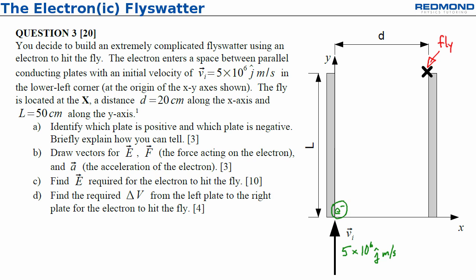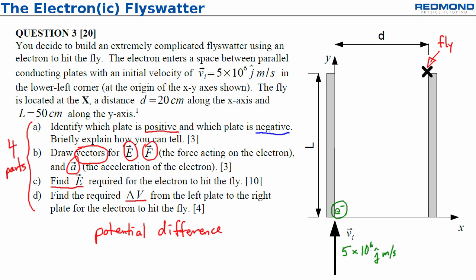There may be simpler ways to swat a fly, but that doesn't matter much when you see a question like this on your test. There are 4 parts to the problem. First, determine which plate is positive and which is negative. Next, my students had to draw vectors for the acceleration and force on the electron and for the electric field between the 2 parallel plates. Third, they had to solve for the actual electric field, and finally, they had to find the potential difference between the plates.